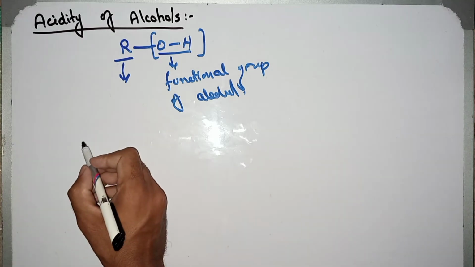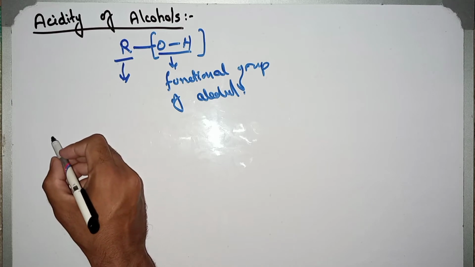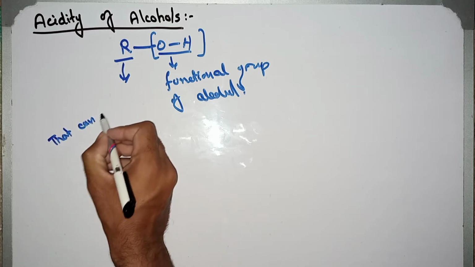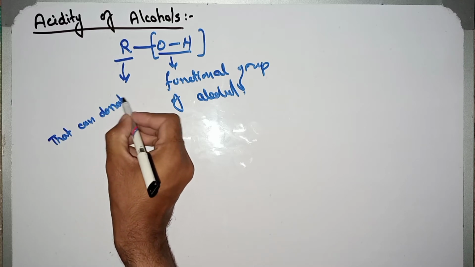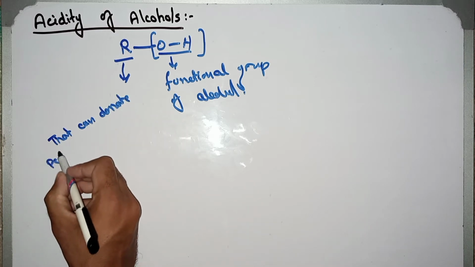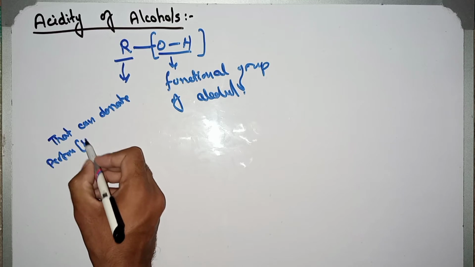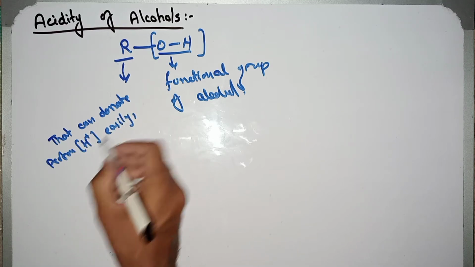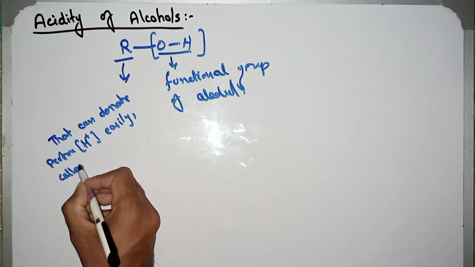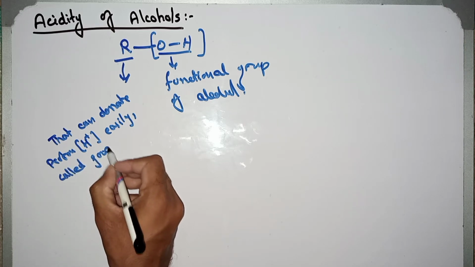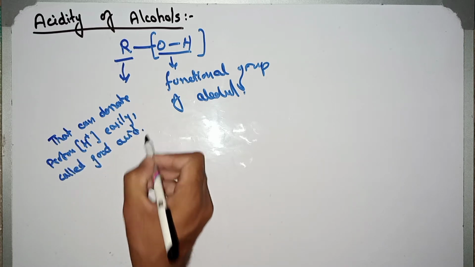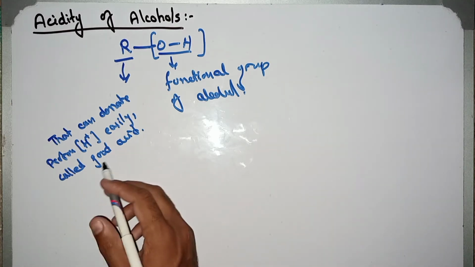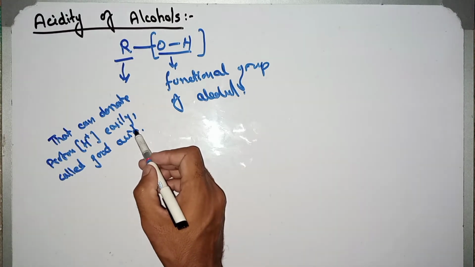According to the Bronsted and Lowry concepts, those species that can donate a proton easily will be called good acids. Those species that can donate a proton easily will be called good acids.